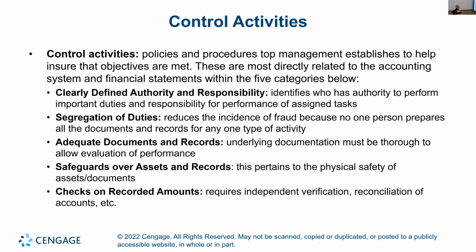Okay, so after you have the tone at the top set, you've assessed your risk, the major thing we want to worry about here are our control activities. This is kind of the heart of the chapter here. Control activities are the policies and procedures that are put in place, the specifics of them that directly ensure that the objectives get met. So first we have a clearly defined authority and responsibility.